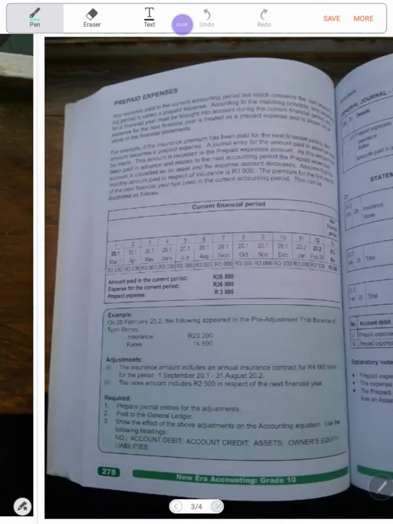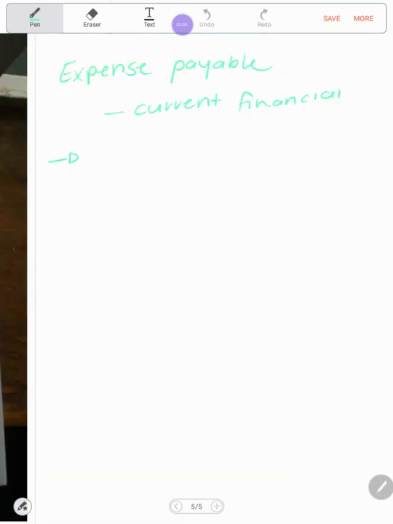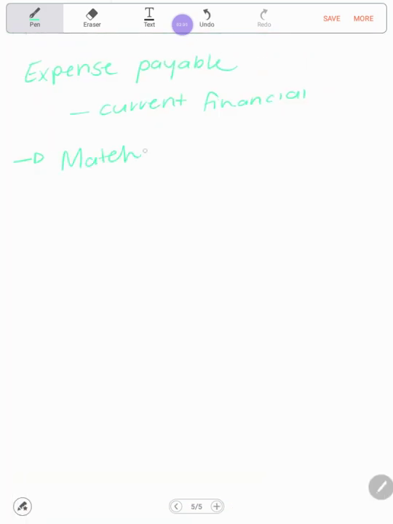Alright, so again, grade 10s, you need to understand that expenses payable is an expense that you are still owing in your current financial period. Even though you have not paid it, you still need to account for it as though you would have paid for that. It's according to the matching principle. Everything that belongs in my current financial period needs to be in that period, and anything that does not belong in that current financial period should be taken out.